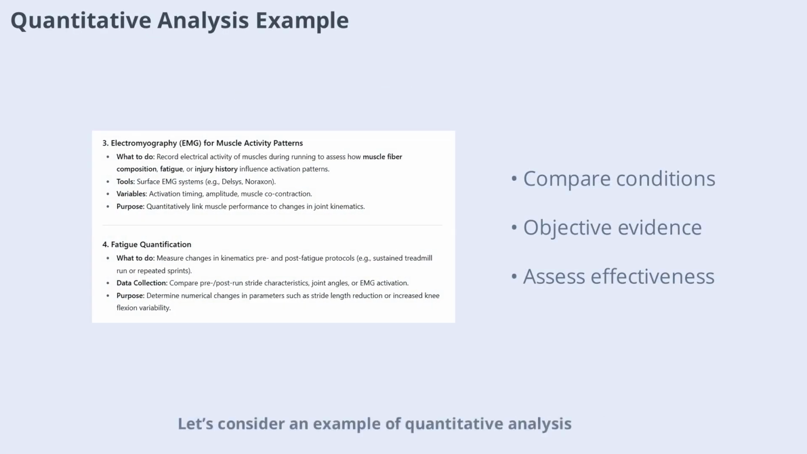Let's consider an example of quantitative analysis. Suppose we want to know how a new type of running shoe affects stride length. By collecting motion data from runners wearing both the old and new shoes, we can calculate and compare stride lengths. If the new shoes lead to a longer stride, we have objective evidence to support their effectiveness.